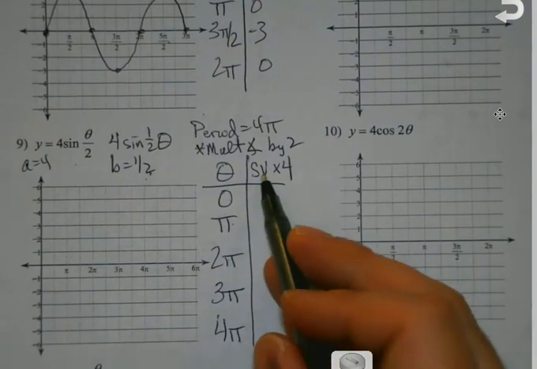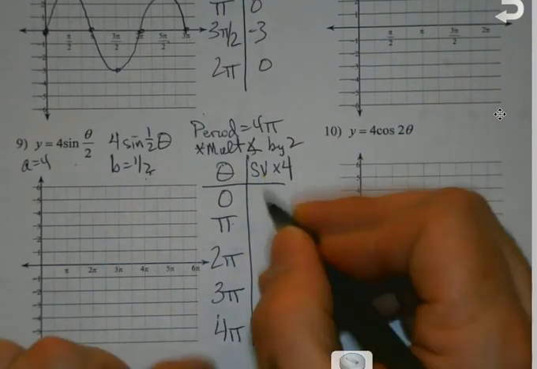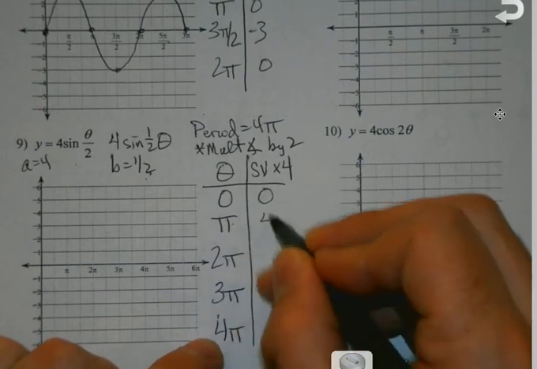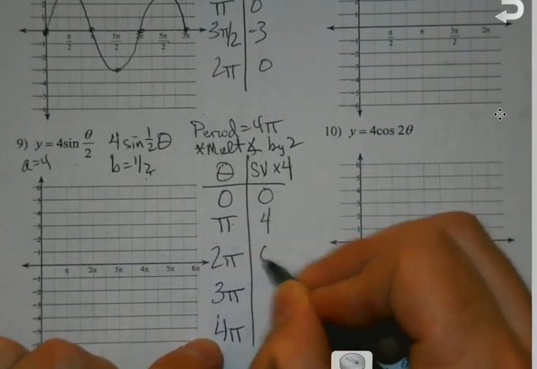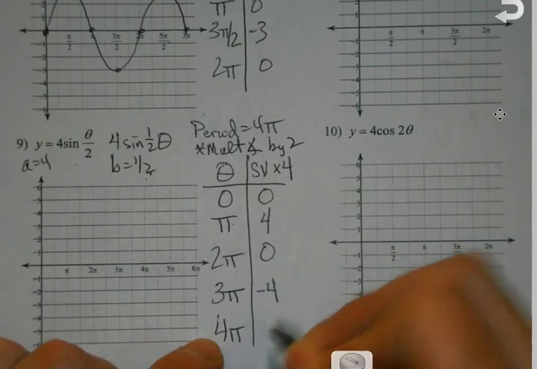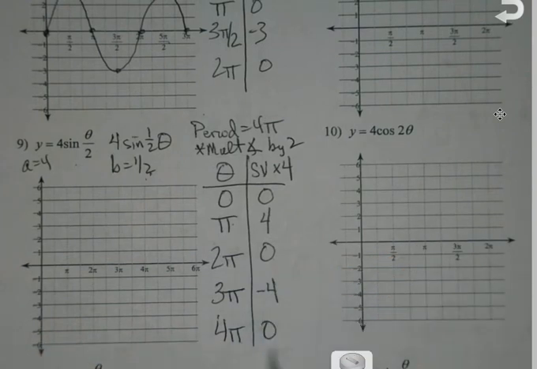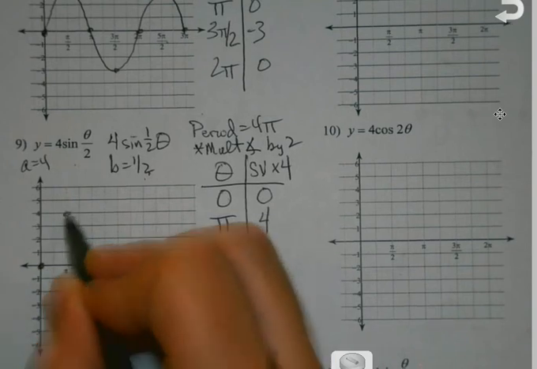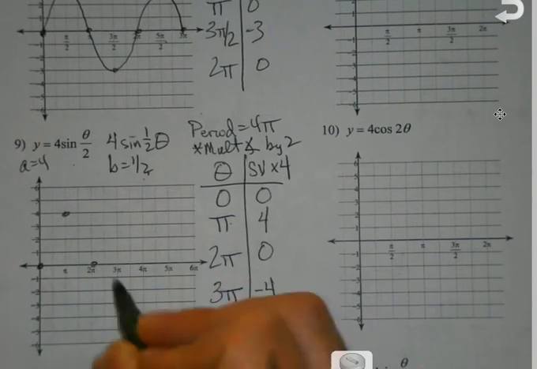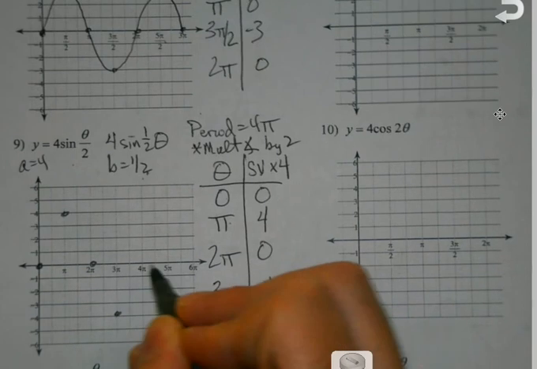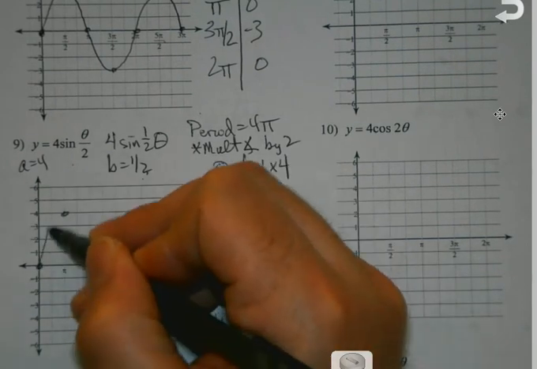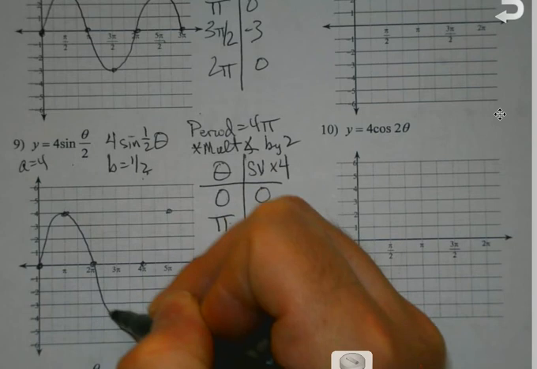And then I just take my sine values. So 0 times 4 is 0. 1 times 4 is 4. 0. Negative 4. 0. But use your chart. Have it there as an aid, as an assistance to help you as you start getting used to this.